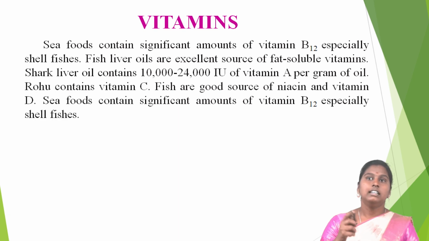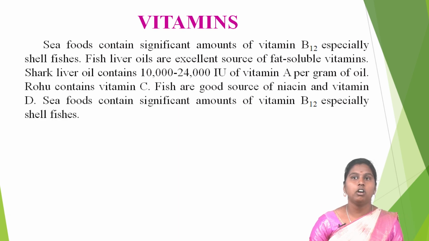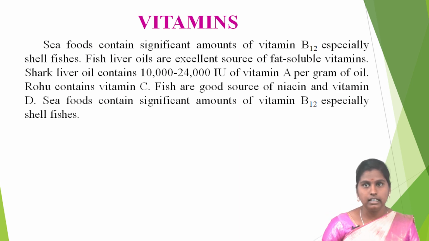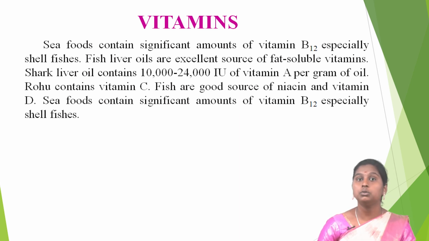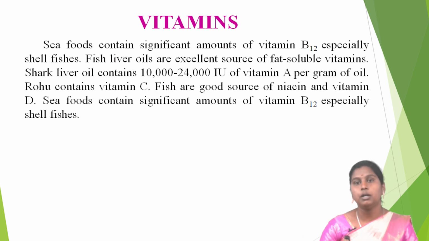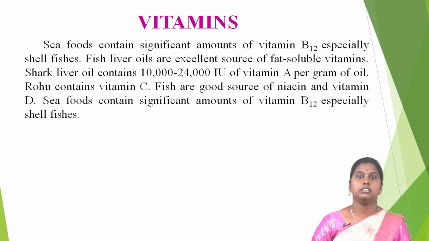Next, vitamins. Seafood contains significant amounts of vitamin B12, especially shellfish. Fish liver oils are an excellent source of fat-soluble vitamins. Shark liver oil contains 10,000 to 24,000 IU of vitamin A per gram of oil. Rohu contains vitamin C. Fish are a good source of niacin and vitamin D.